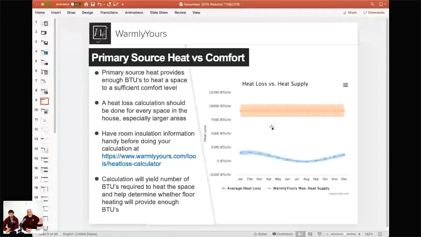You tell us about the room, the program tells us how many BTUs it needs, and then it plugs in what size of the heater it is. It's 3.41 BTUs per watt.